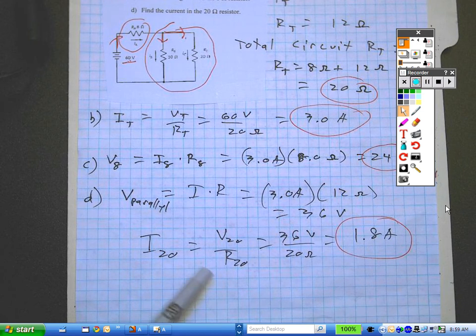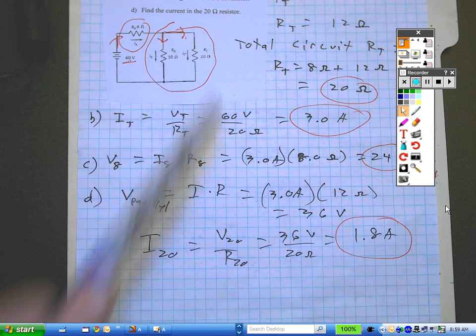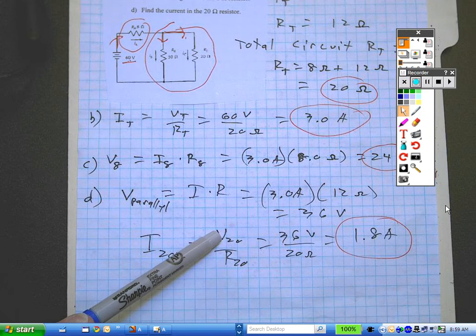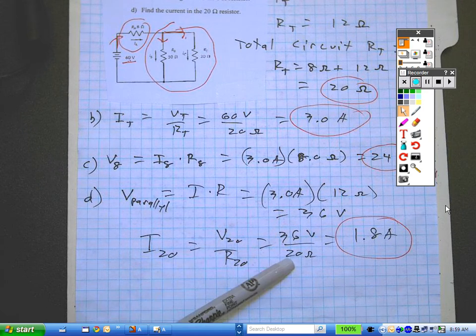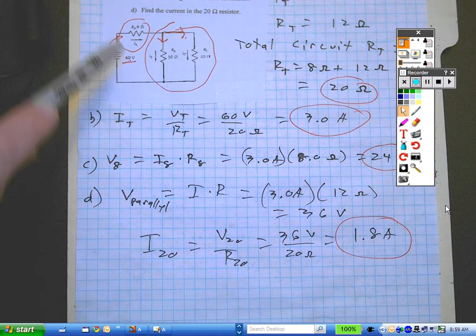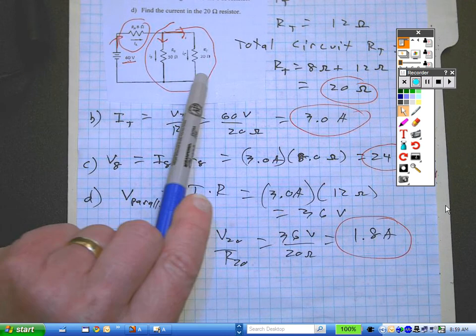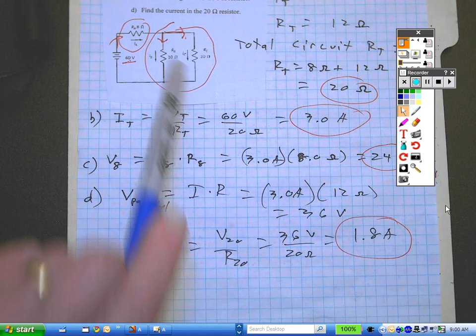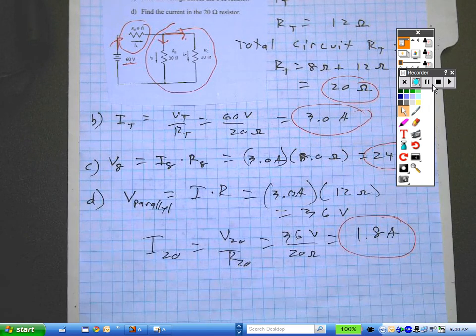Then the current for just one single resistor, like the 20 ohm resistor, would be the 36 volts you get for that resistor, divided by the 20 ohms for the individual resistor, 1.8 amps. Of the original 3, you'll have 1.8 going this way. That means you have 1.2 going this way. That should complete this. Hope it helps you on the other electrical problems.